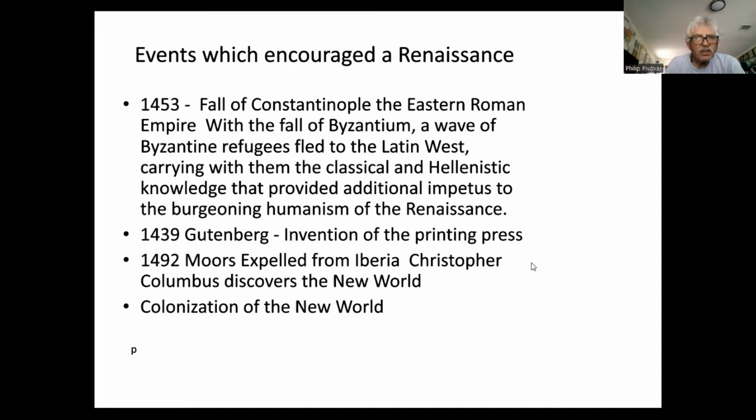A wave of Byzantine refugees fled to the Latin West, carrying with them the classical and Hellenistic knowledge that provided additional impetus to the burgeoning humanism of the Renaissance. So the Eastern Roman Empire had preserved, at least somewhat, the knowledge and the writing that had taken place in Latin, and then some of it had been converted into Arabic.